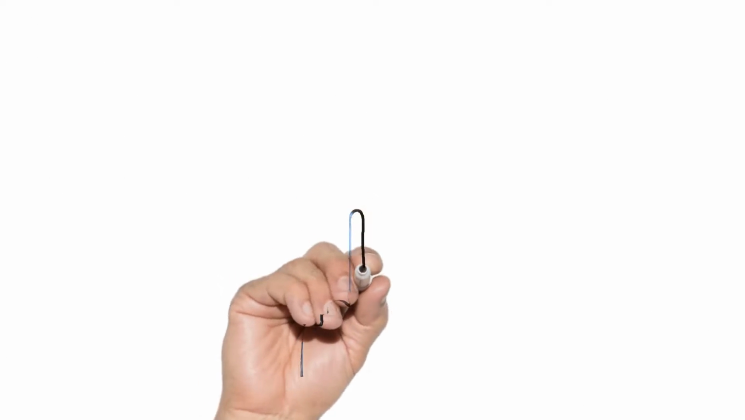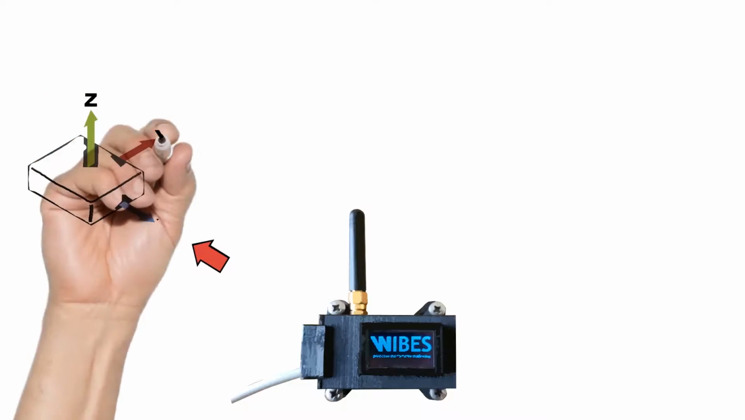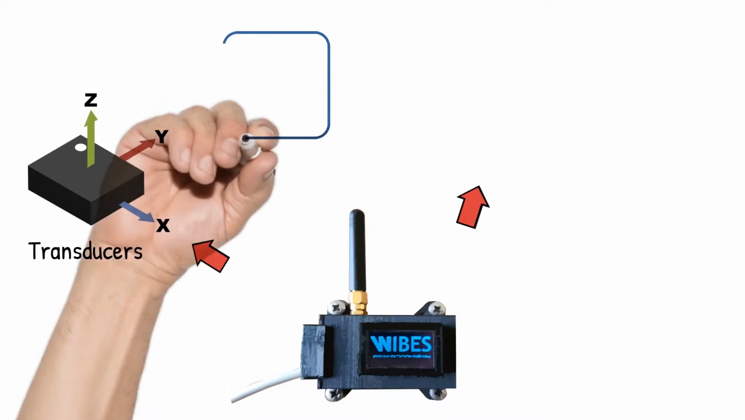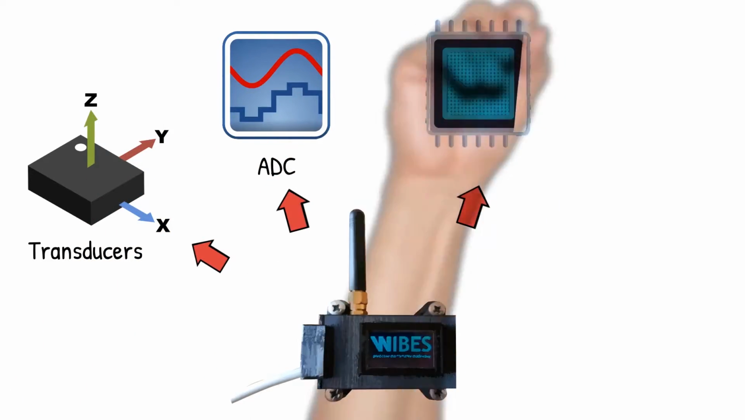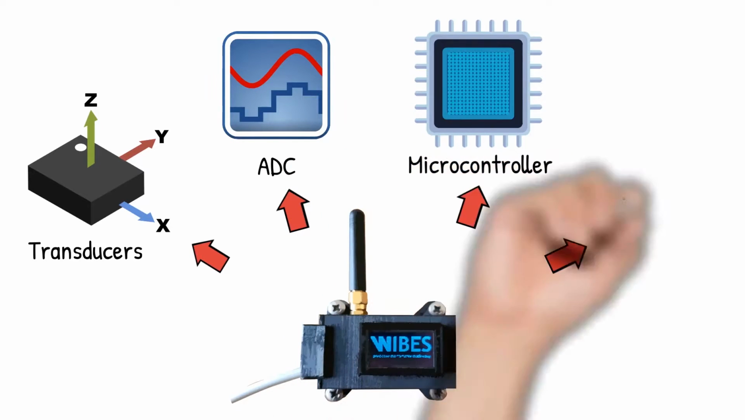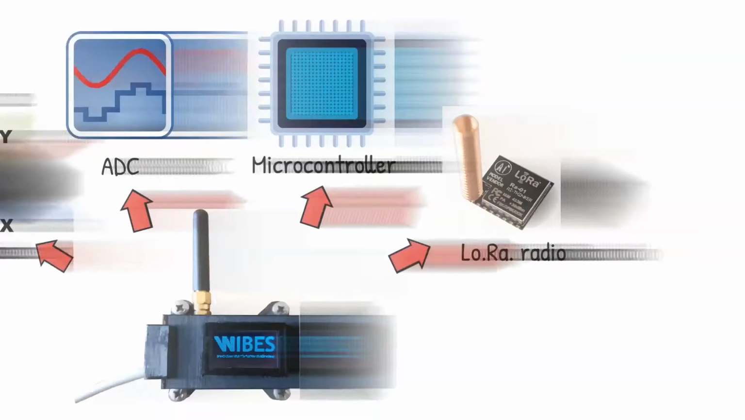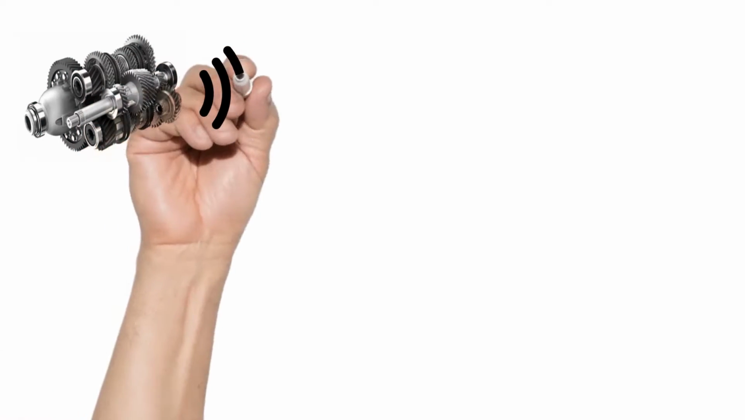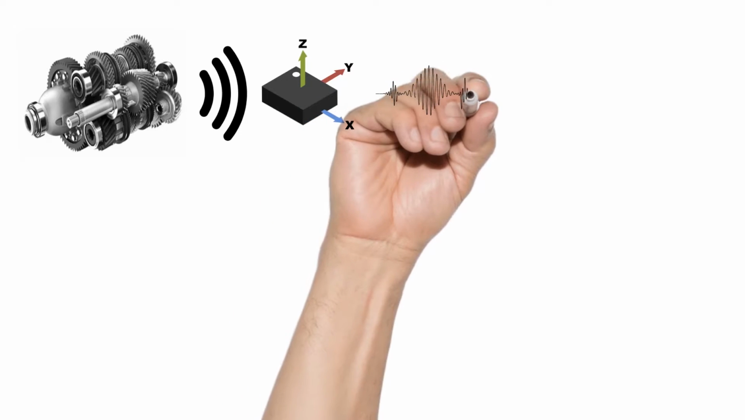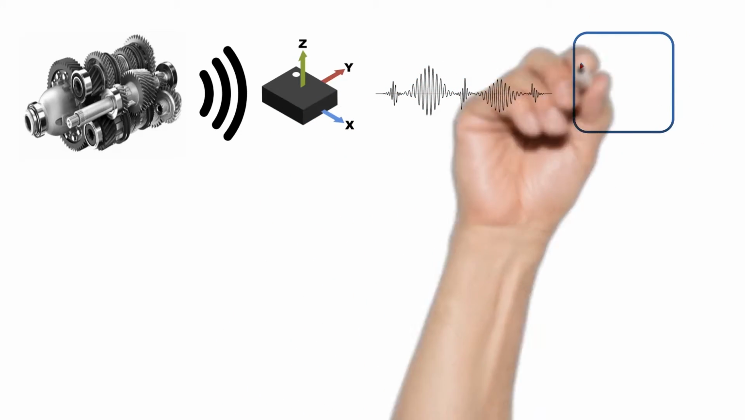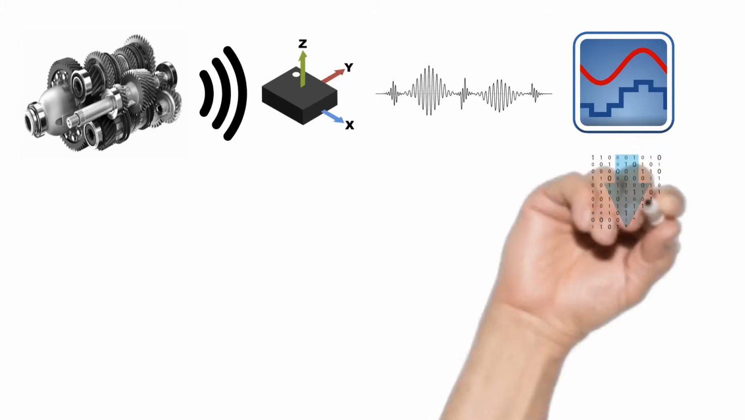Each WIBES sensor is an intelligent device and includes transducers, analog to digital converter, microcontroller, and LoRa radio module. Vibrations generated by machine are captured by transducer. Transducer converts vibrations wave into an electric signal. This electric signal is then processed by an analog to digital converter and becomes digital.